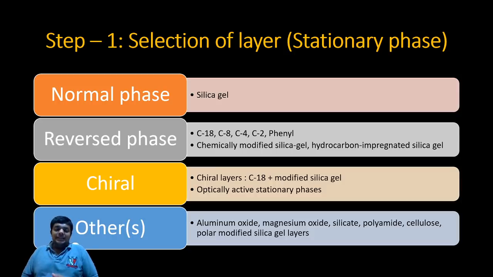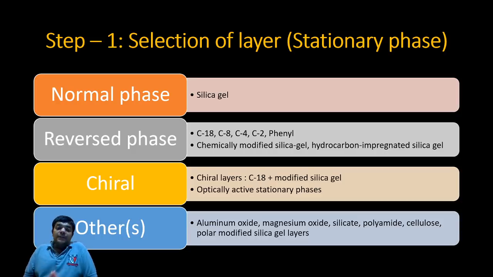You know what these things are? These are carbon chains, non-polar stationary phase and hence reverse. You can use chemically modified silica gel, hydrocarbon impregnated silica gel. And when you say hydrocarbon impregnated silica gel, it means you are adding some hydrocarbon on silica gel and using it as a stationary phase.